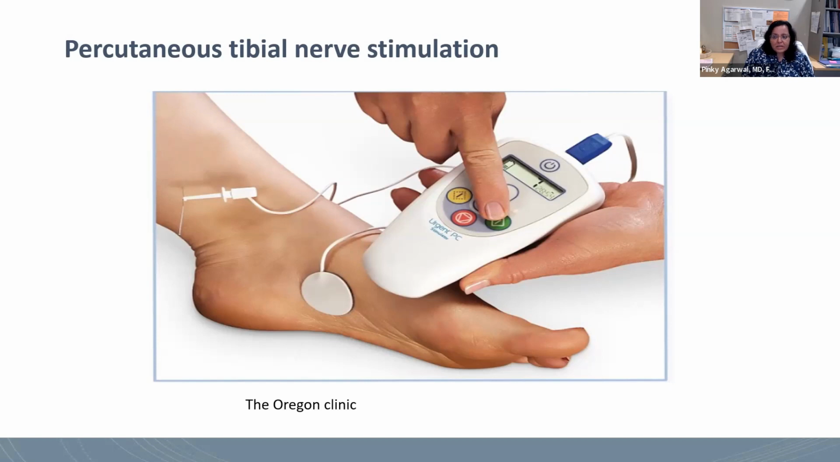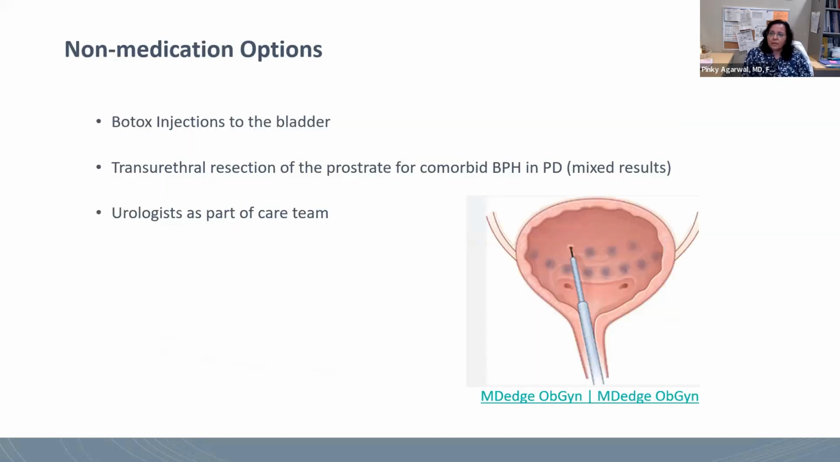Again, some patients with Parkinson's might notice benefit with this. None of these are approved specifically for Parkinson's and overactive bladder, but these are the typical modalities used for treatment of overactive bladder, whether it's with or without Parkinson's.